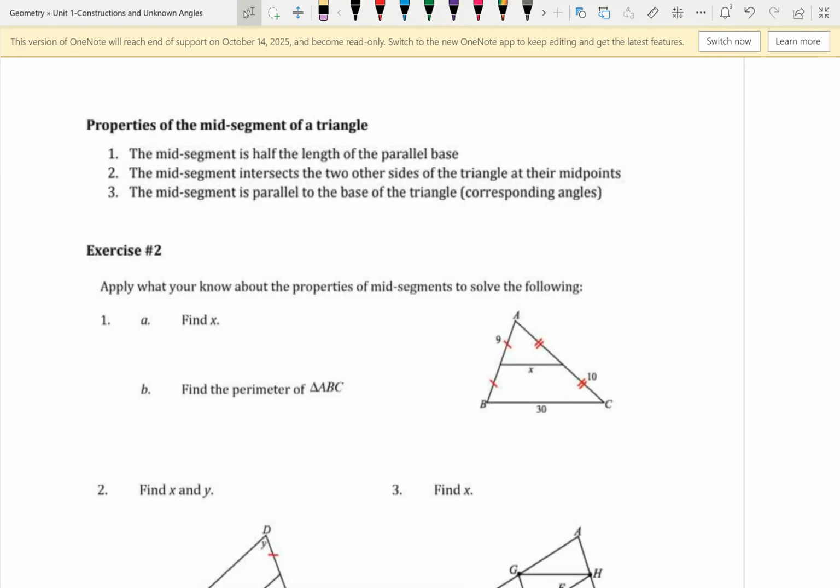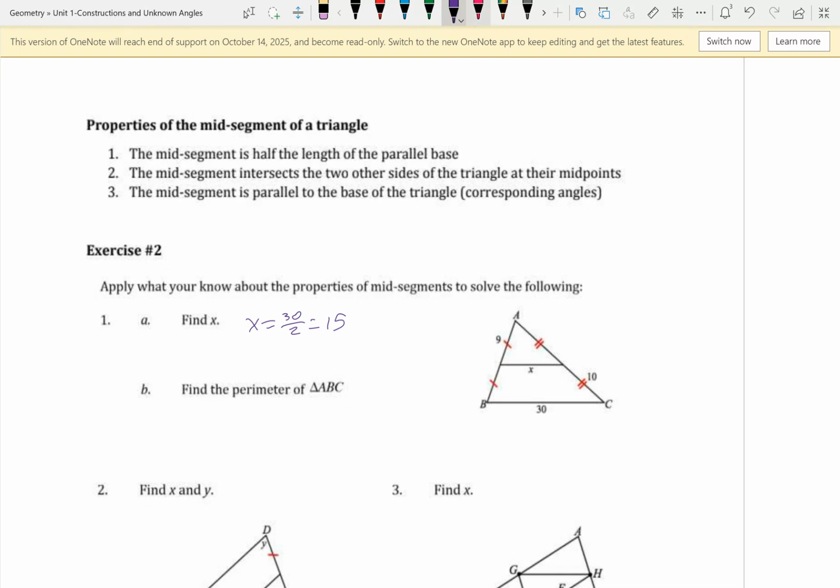So in exercise 2, apply what we know about the properties of midsegments to solve the problem. We want to find X. Well, X is on our midsegment. Our midsegment is half the side it is parallel to. So since it's parallel to the 30, half of 30 is 15. So our midsegment is 15.